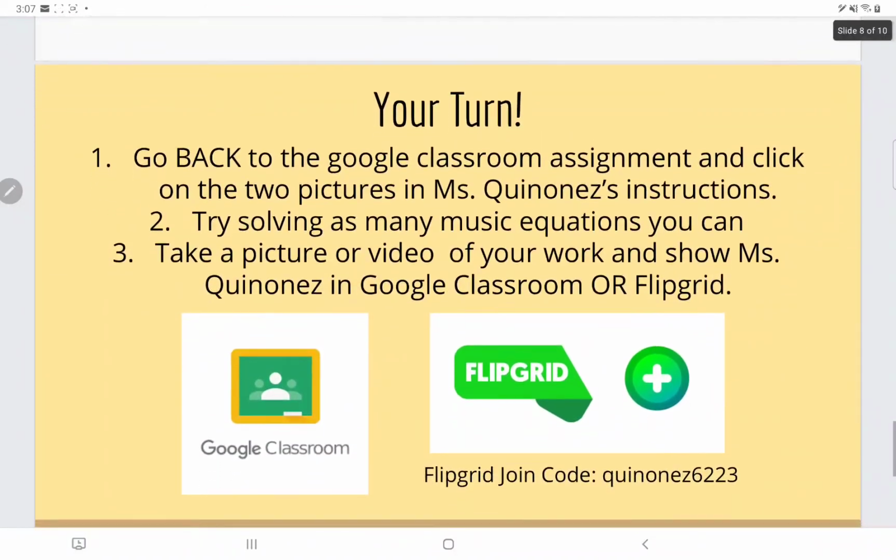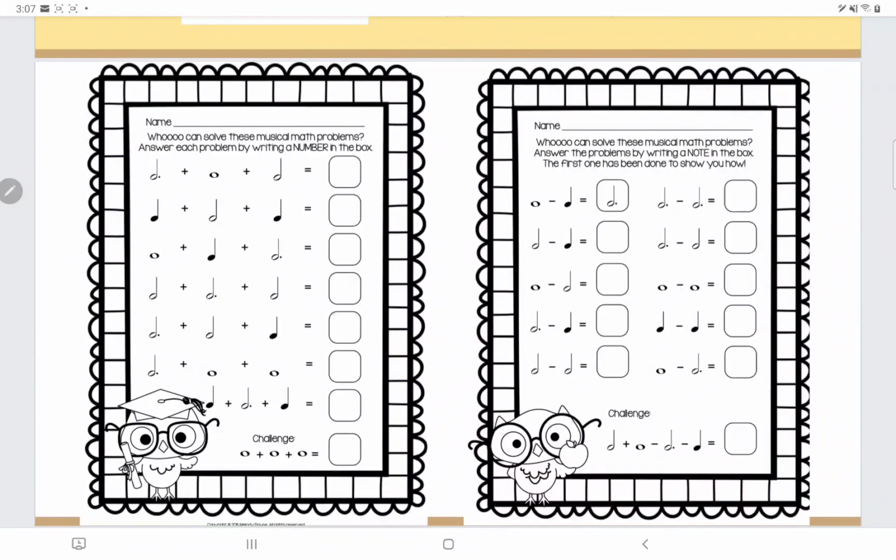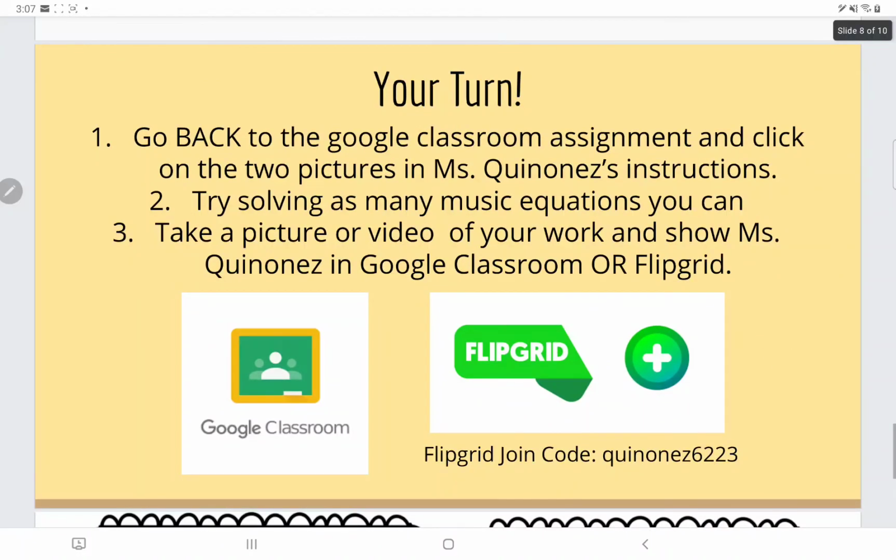So for your directions, remember, go back to the Google Classroom assignment, so that you can see these two worksheets bigger and better. And then when you click on those, you're going to solve all the equations that are in those worksheets. Then you are going to take a picture or a video of your worksheets. So not your notes that you made today, you guys, your worksheets, your equations that you finished. Okay, you'll take a picture or a video of it, and then you're either going to show me in Google Classroom, like you can add it to the assignment, or you're going to show me in Flipgrid.